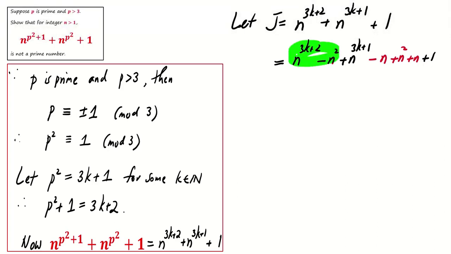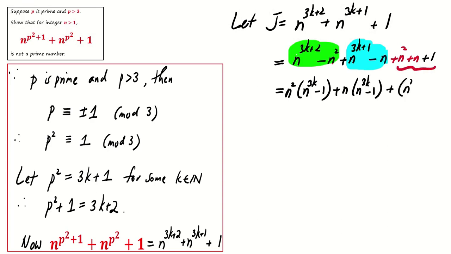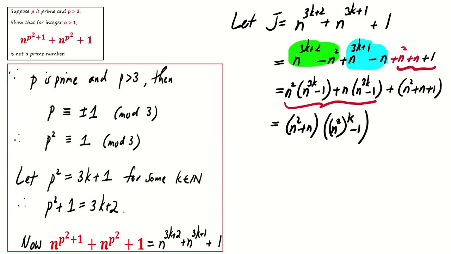As shown, the first two terms can be written as n squared times n to the power of 3k minus 1. For the next two terms, n times n to the power of 3k minus 1. And combine the last three terms, that is n squared plus n plus 1. So the first part of the expression can be factorized as n squared plus n times n cubed to the power of k minus 1.